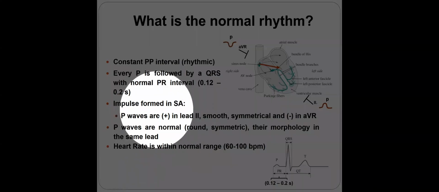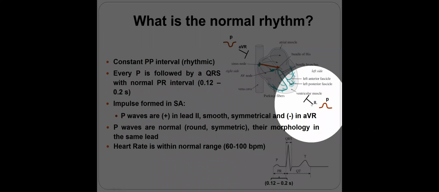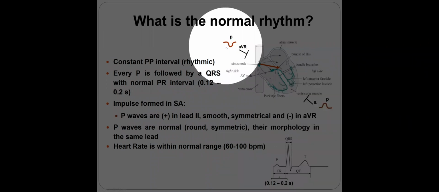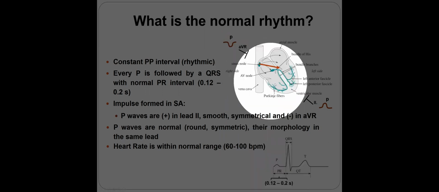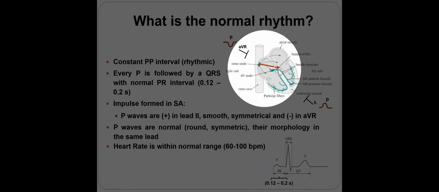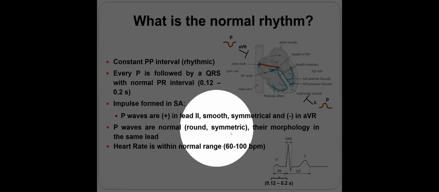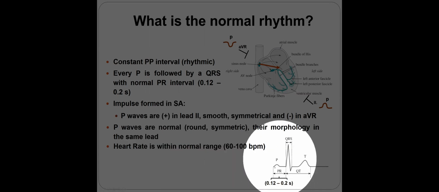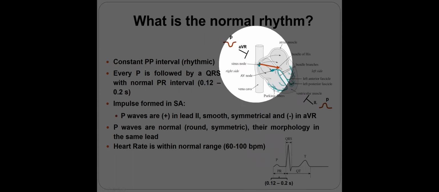This is why, if we have sinus beats, first of all, looking at the ECG, you have to have a P wave that is positive in lead number 2 and negative in AVR. This is what you have to see. And that P wave should be symmetric, because the atrial muscle contracts in a synchronized way. It is smooth, symmetric, and round-shaped. And the shape of the P should be identical in every beat, because they are coming from the same area and going the same way.